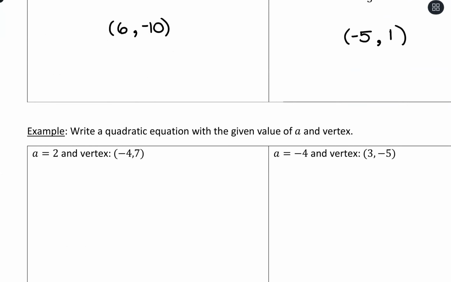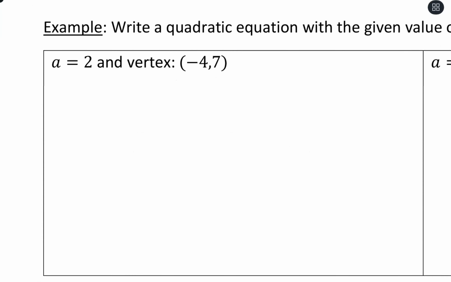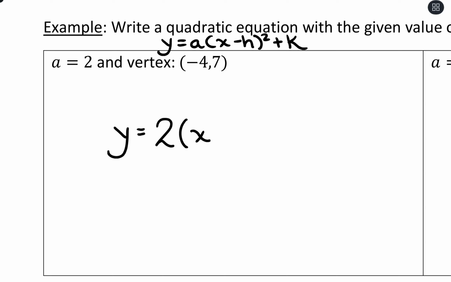Okay, write a quadratic equation with the given value of a and the given vertex. So writing the quadratic equation, which we're following that format, a times (x minus h) squared plus k. So a is going to go out front, so we'll have a 2. X minus h, so we have a negative 4, so minus negative 4 will be a plus 4. And then positive 7, so a plus 7 on the outside.